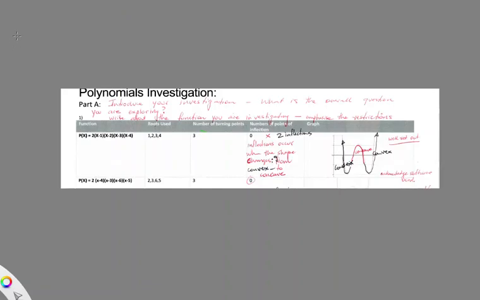So once you've done an introduction, then the next paragraph you need to talk about the polynomial you chose and why you chose it. So before you fill in the table, you've identified what you're looking for. So you've deliberately chosen a polynomial with 3 linear factors, and you're looking for the number of turning points, which is the number of maximum and minimum turning points.